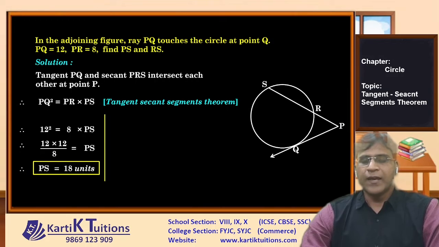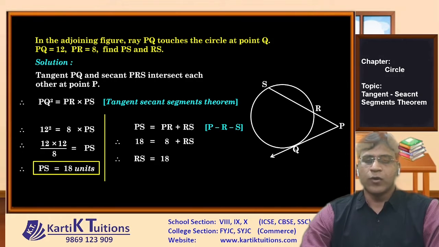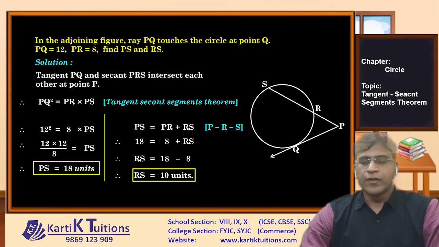Now once you get PS, you can easily get RS. PS is made up of two parts, PR plus RS, and the reason is betweenness, P-R-S. Now in this we know the PS value, that is 18 is equal to 8 plus RS. So RS is equal to 18 minus 8, so RS is equal to 10 units. I hope you have understood this sum.